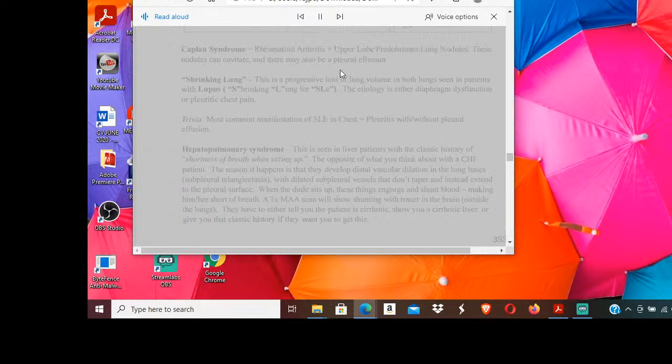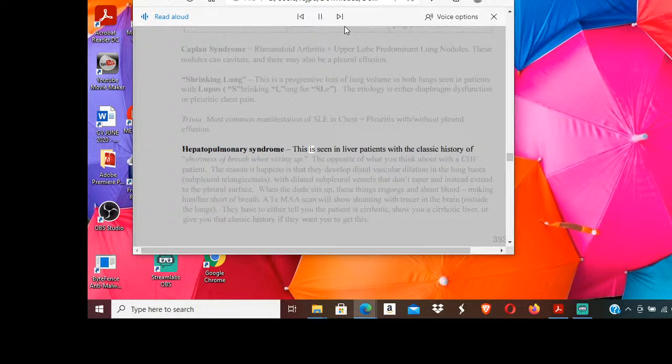Caplan syndrome equals rheumatoid arthritis plus upper lobe predominant lung nodules. These nodules can cavitate, and there may also be a pleural effusion. Shrinking lung. This is a progressive loss of lung volume in both lungs seen in patients with lupus, shrinking lung of SLE. The etiology is either diaphragm dysfunction or pleuritic chest pain. Trivia: most common manifestation of SLE in chest equals pleuritis with or without pleural effusion.